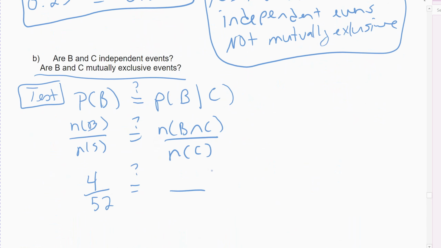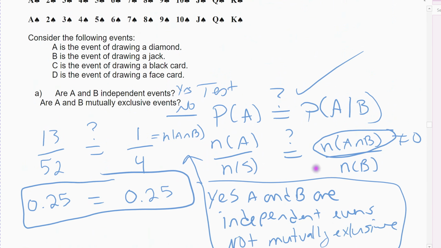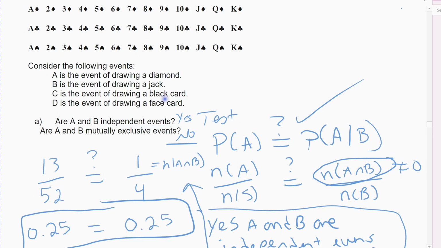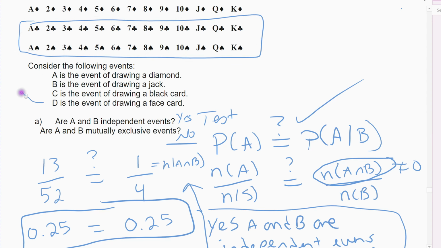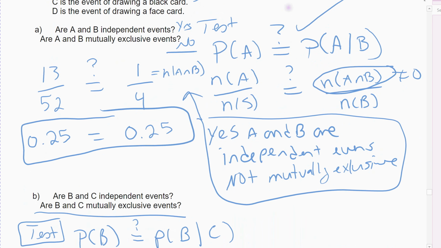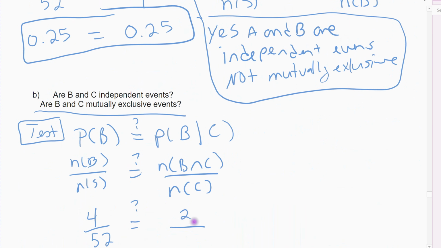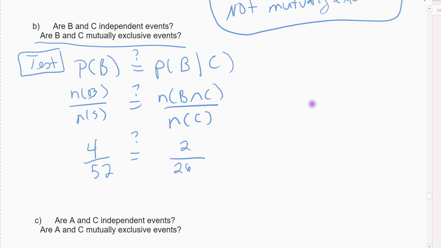Right, is that the same as my condition? Alright, so the condition is I'm drawing a black card. So the black cards are just the clubs and spades, right? Those are the ones that are all black. That's event C. Alright, so half the deck would be 26. Out of the 26, how many ways can I draw a jack? Well, there are 2 jacks that are also black at the same time. So 2 out of 26, and it should make sense.